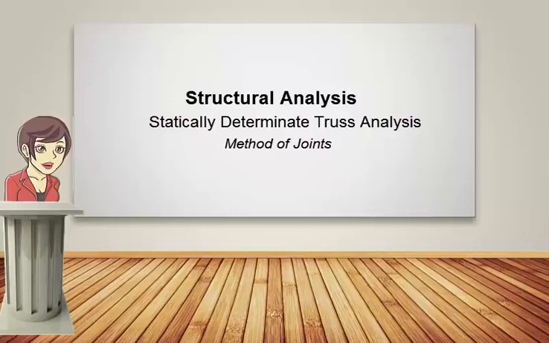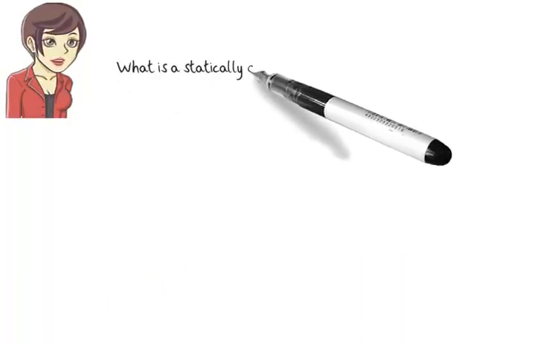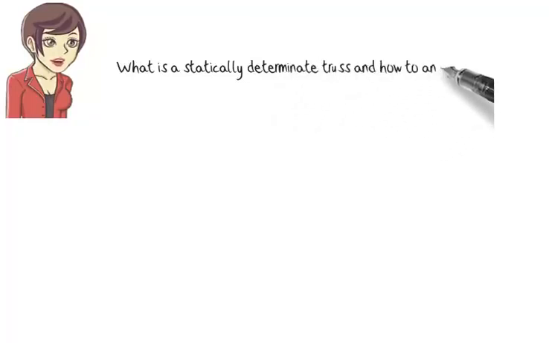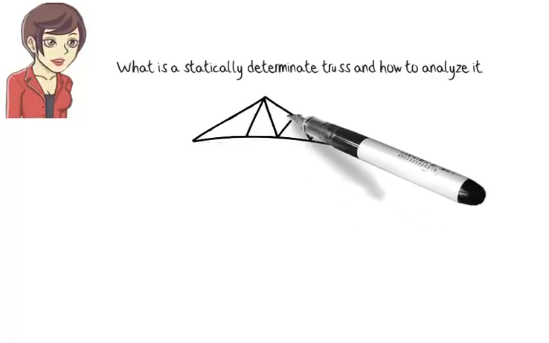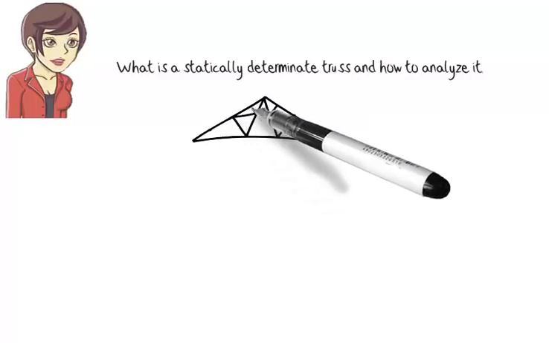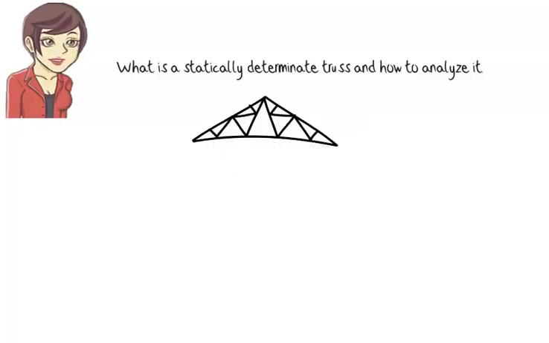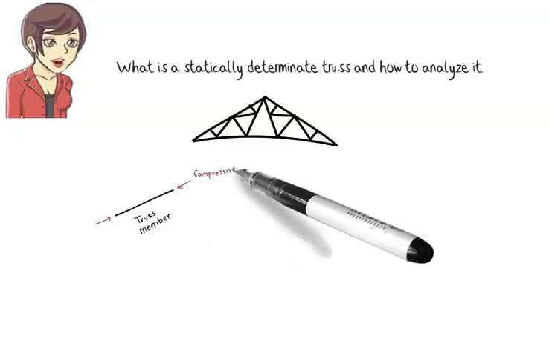In this session, I am going to discuss the analysis of statically determinant trusses. This lecture addresses two questions. What is a statically determinant truss and how to analyze it? A truss structure is an interconnected network of slender members, each capable of carrying an axial force only. The force is either compressive or tensile.